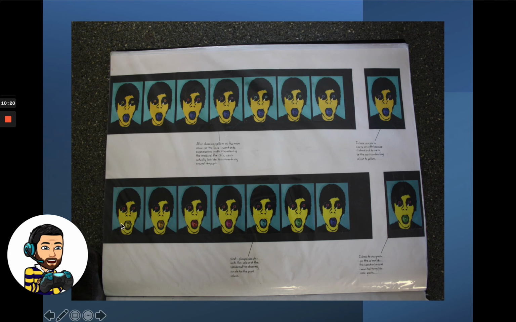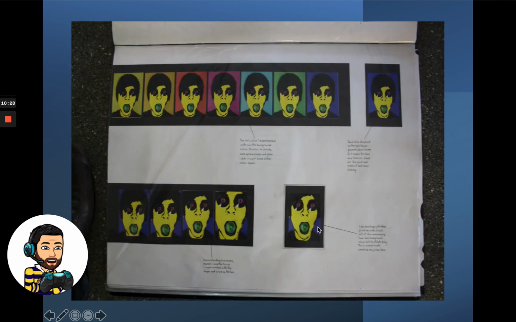Then I'm going to decide what I'm going to do with the speaker in the mouth, and I'm going to show all my individual thoughts and the one I decided to go with. And then I need to consider background. So what colours am I going to go for the background? Now this particular final piece is very graphical, and it's very similar to the artist's work.